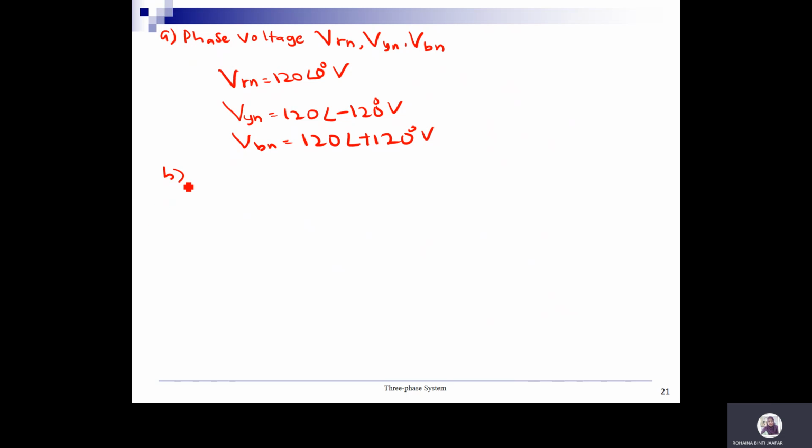And then for B, the question asks you to determine the line voltage. So line voltage is VRY, VYB, VBR. So how to determine this one?